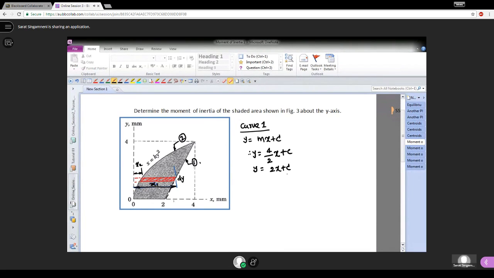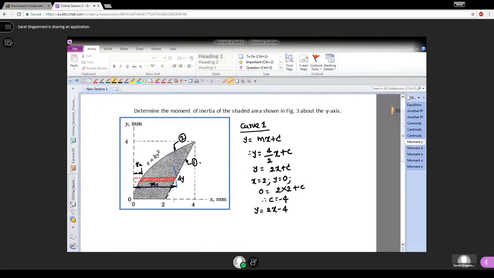We need to pick that out also. So for that, we need to use a boundary condition. The boundary condition is at x equal to 2, y is 0 for this one. So therefore, substitute this: 0 equal to 2 times 2 plus c. Therefore, c equal to minus 4. And so the equation of that curve is y equal to 2x minus 4. That is curve 1.